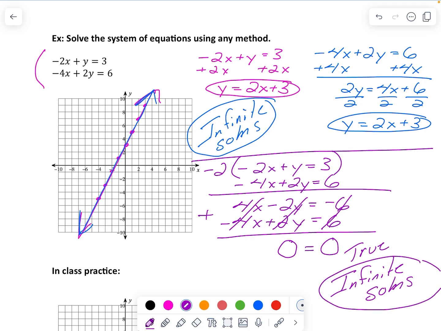So you can see there's many ways to look at these problems. And so if you approach a problem by substitution or elimination and something unusual happens, which many will happen in this section, that's what it means. That there are the possibilities of no solutions and infinite solutions.